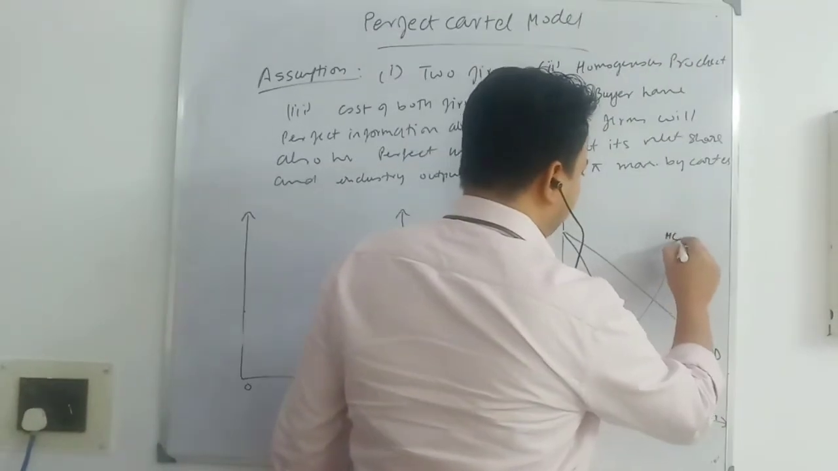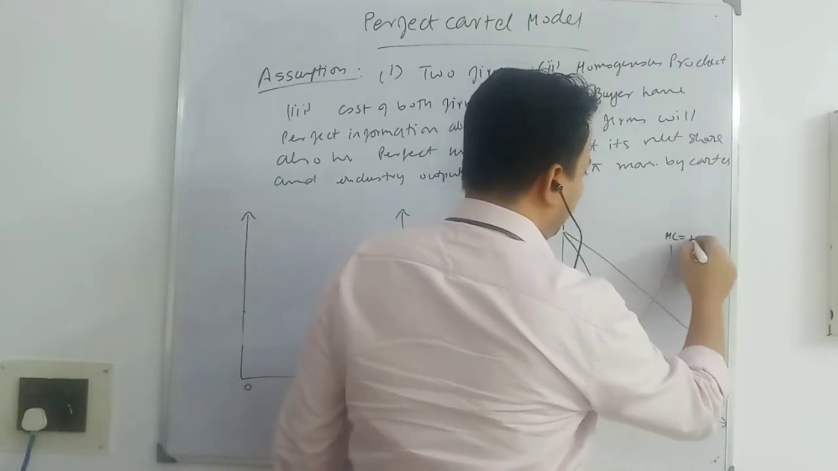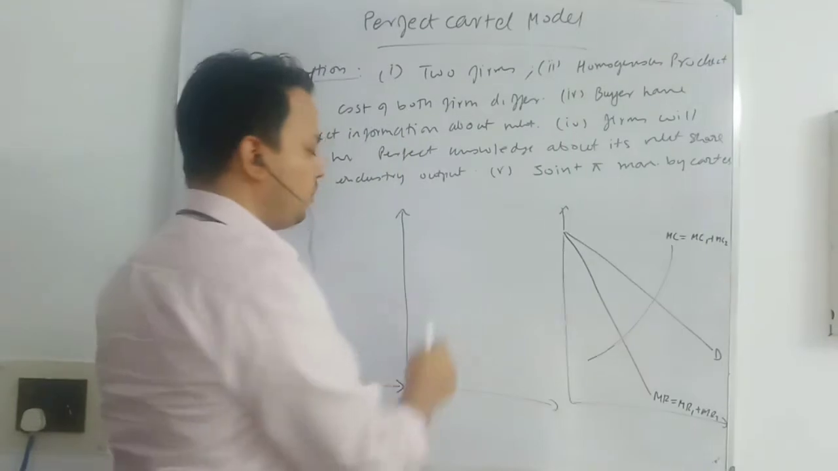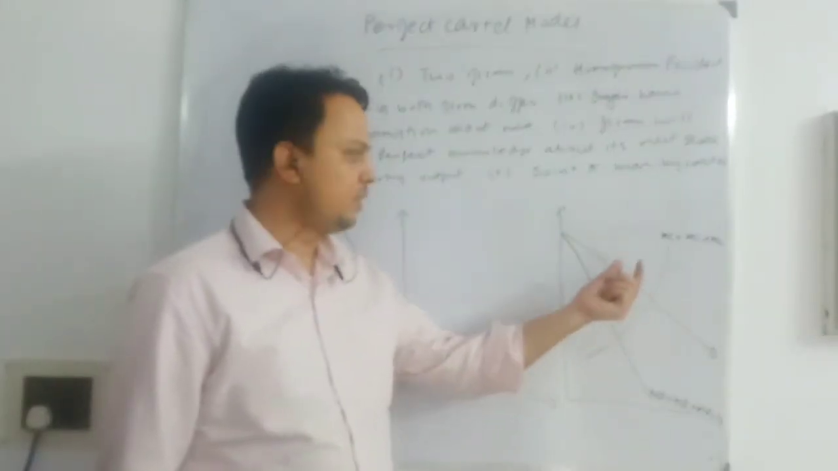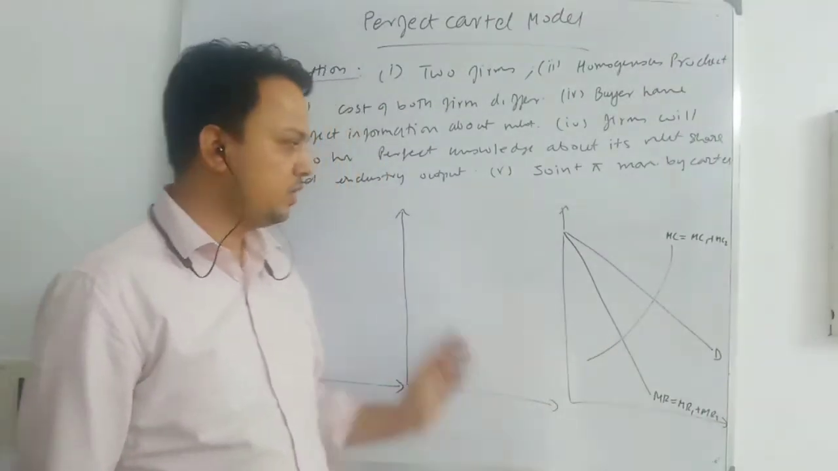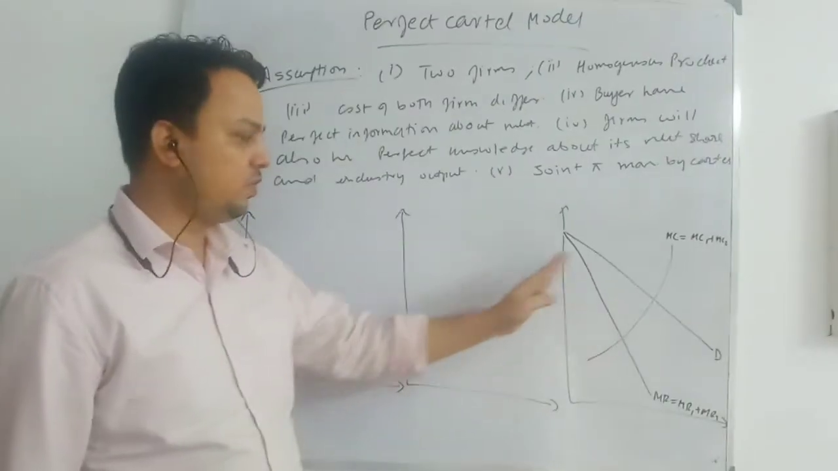The marginal cost curve for the industry is the summation of marginal cost of firm 1 and marginal cost of firm 2. So each firm will provide their cost data to the cartel management board, and based on that it will estimate the industry marginal cost. So it is a summation of marginal cost of firm 1 and marginal cost of firm 2.